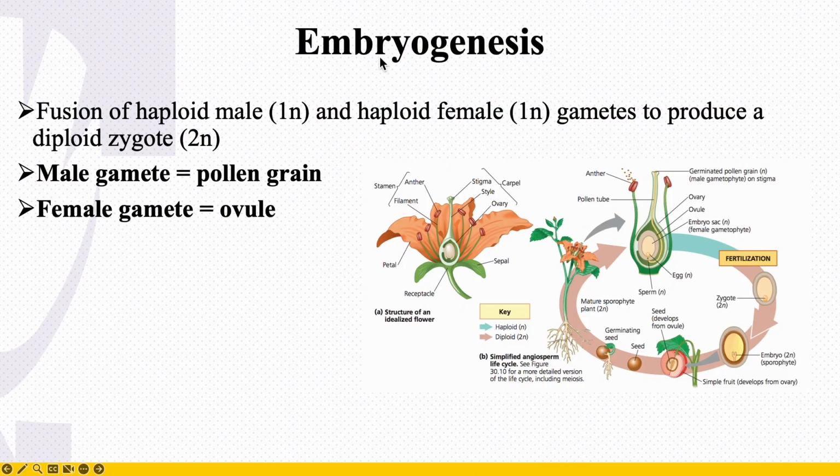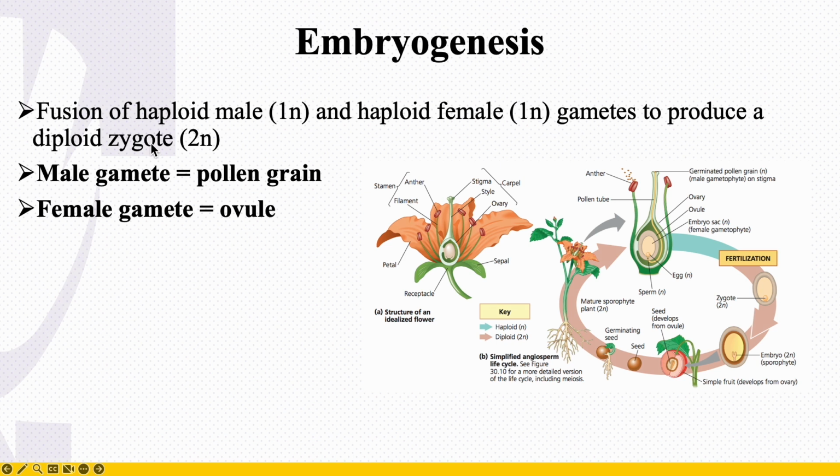So embryogenesis is really just the combination of a haploid male, which is 1N. And so when we talk about ploidy, typically you'll see this as an N. And then there might be several types of ploidy, and we'll discuss those in another module. So we have a haploid male with a haploid female, and that produces a diploid or 2N zygote.